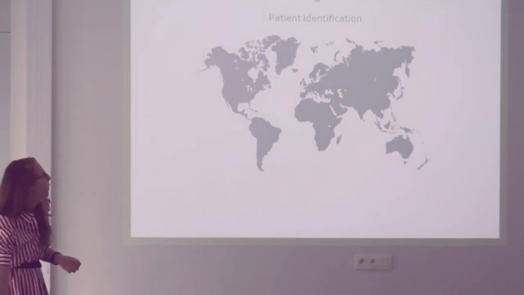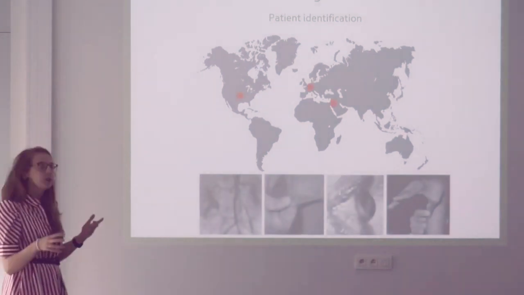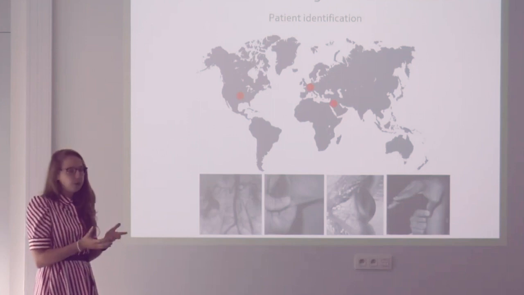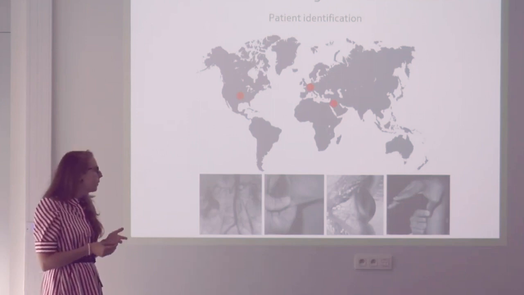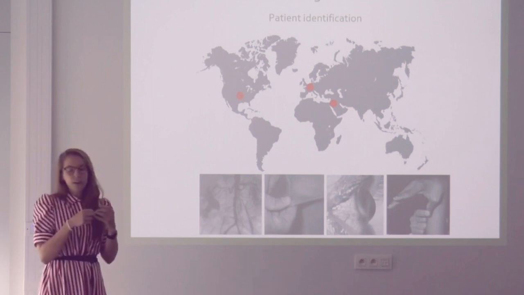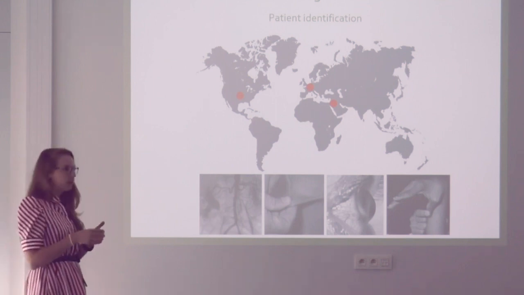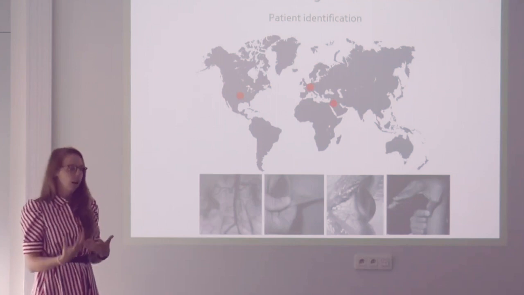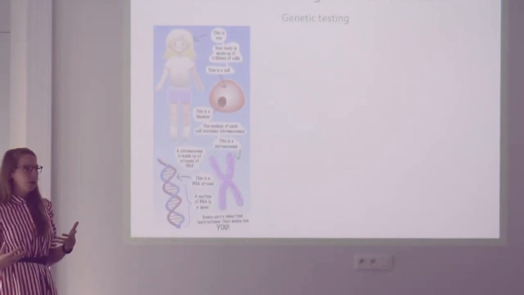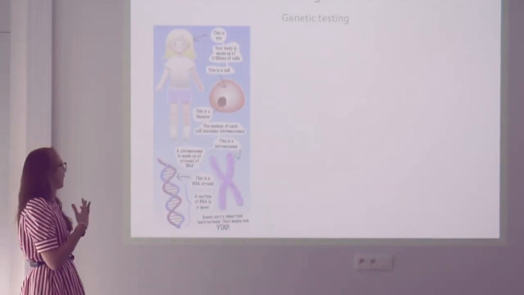What we do, or what my colleagues did before, was patient identification. We're looking for patients with similar phenotypes, so similar features. And then what we try to do is find the specific genetic defect that goes along with it. And that's exactly what our lab did. So how does this actually work? This is the principle of genetic testing.